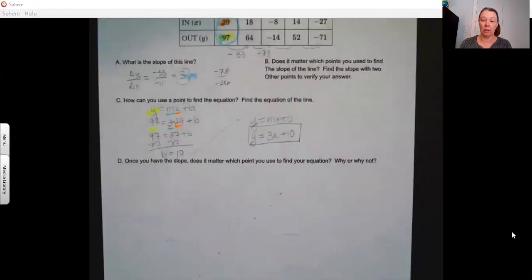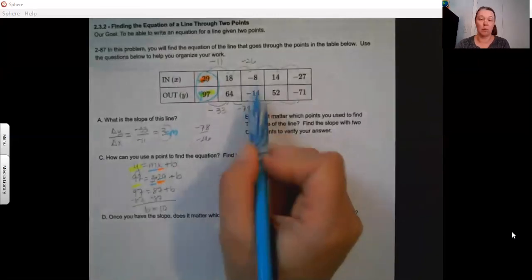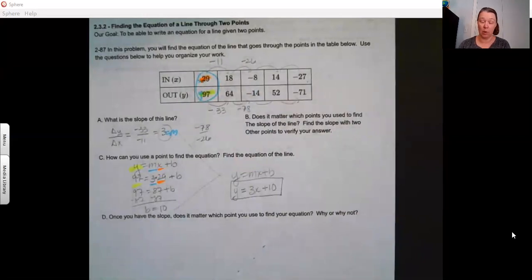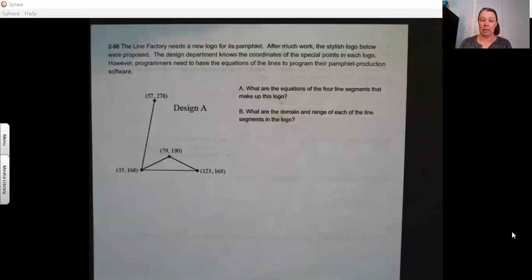Would it really matter which of those points I plugged in to get the y-intercept? It makes no difference, okay? So you could have picked, you're like, oh, I like these numbers because they're not so big, and you want to use those. You will get the same y-intercept, okay? Because they all fall on the line with the same y-intercept, so that does not matter. All right, so let's look at this next example.